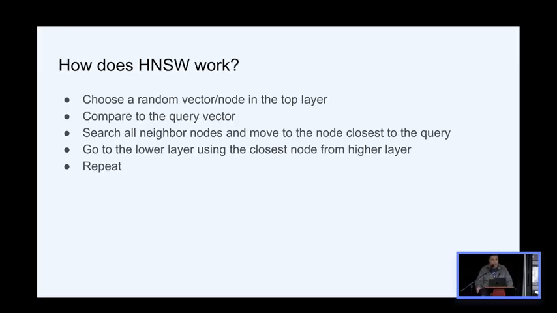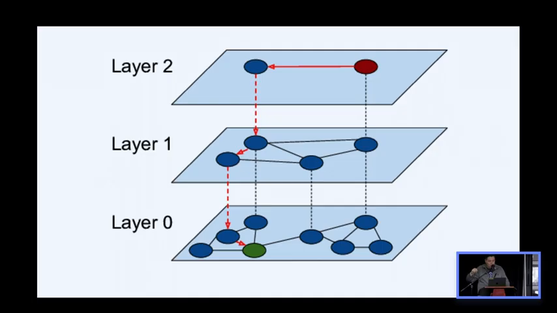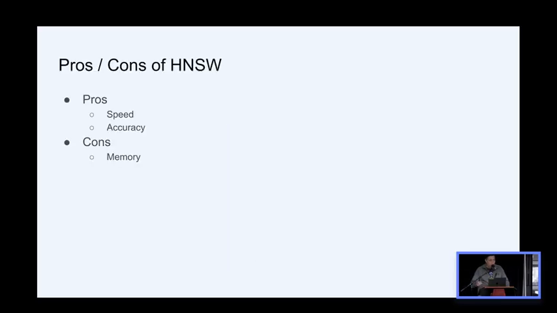Okay, so how does it all work? Well, you start at the top. You pick a random entry point in the top layer. You then search around it. You find the best possible match. You go to the next layer, and you repeat the process. So here you start with the red. That's your entry. Let's say this is the best match. You drop down. You repeat the process. And you repeat the process. And then green is the best match to your original query. So the benefits are it's going to be much faster, and it's going to be pretty accurate. The biggest downside is memory consumption.